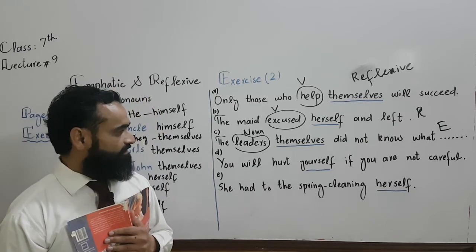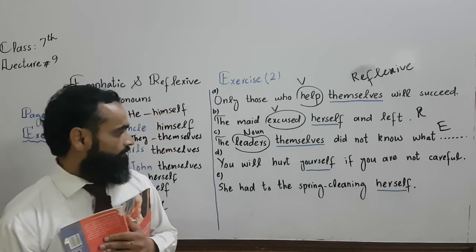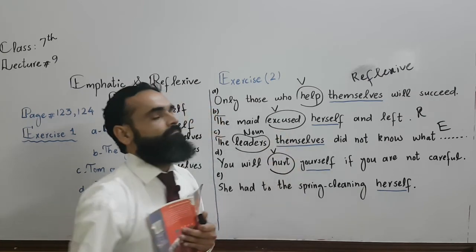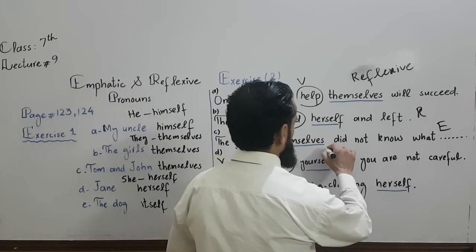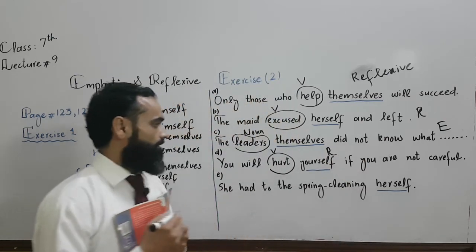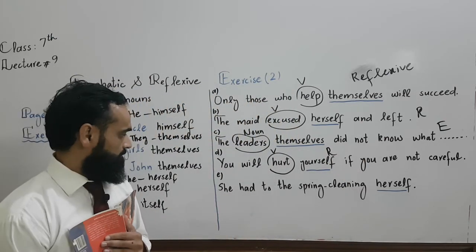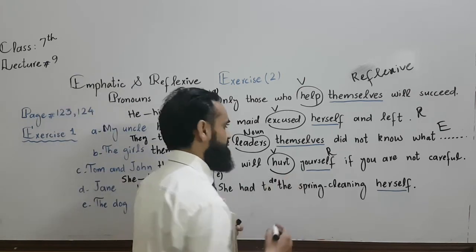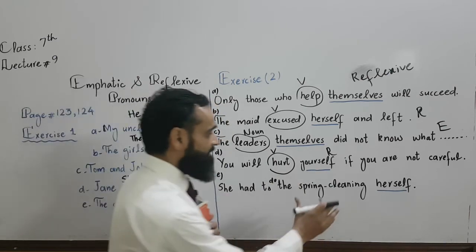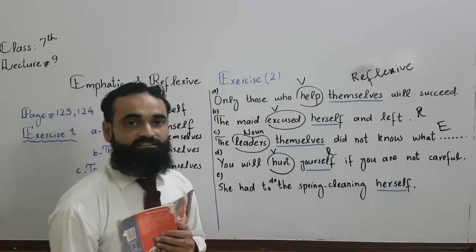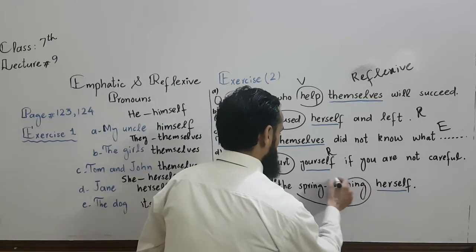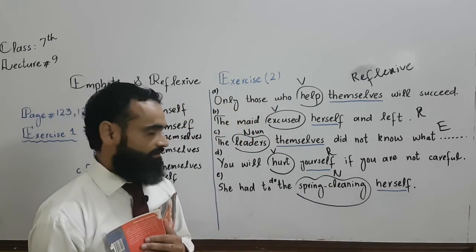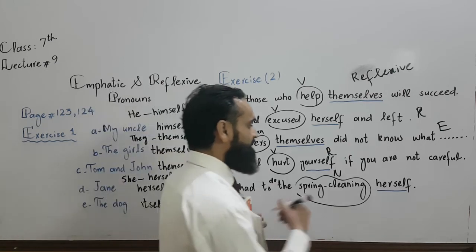Sentence D, you will hurt yourself if you are not careful. In this particular sentence, before yourself there is again a verb, so you will treat it as reflexive pronoun once again. In option E, she had to do the spring cleaning herself. Here spring cleaning is a noun. It is a gerund, that also works as a noun, so it will be treated as emphatic pronoun.